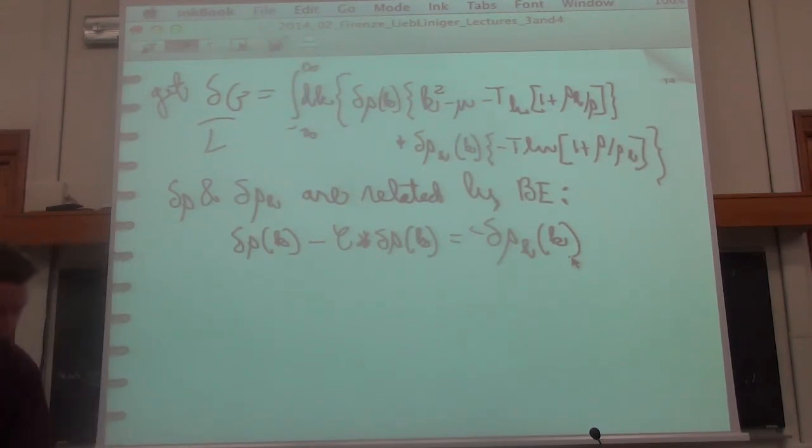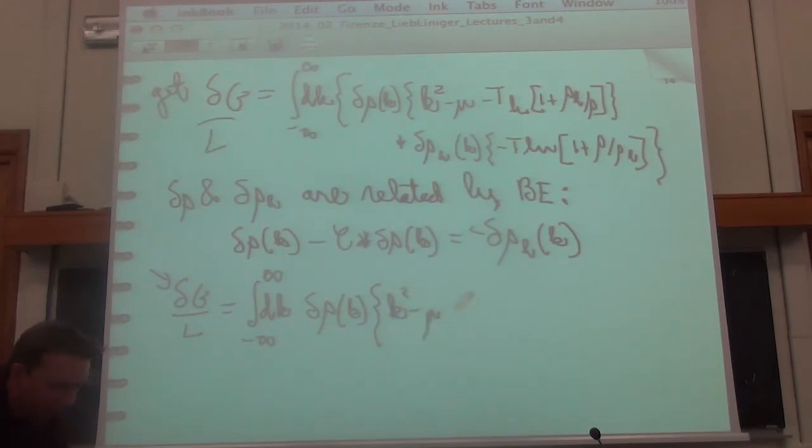Just substituting this in, you get a nice expression for this variation, which is just a single integral that is now rewritten exclusively in terms of delta rho of k times a big parenthesis: k squared minus mu, minus t log of rho whole over rho, minus c star t log of 1 plus rho over rho whole.